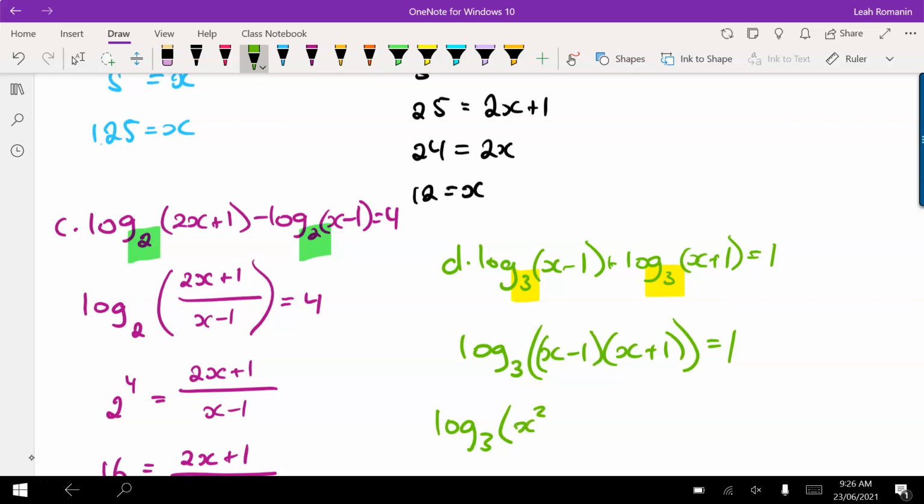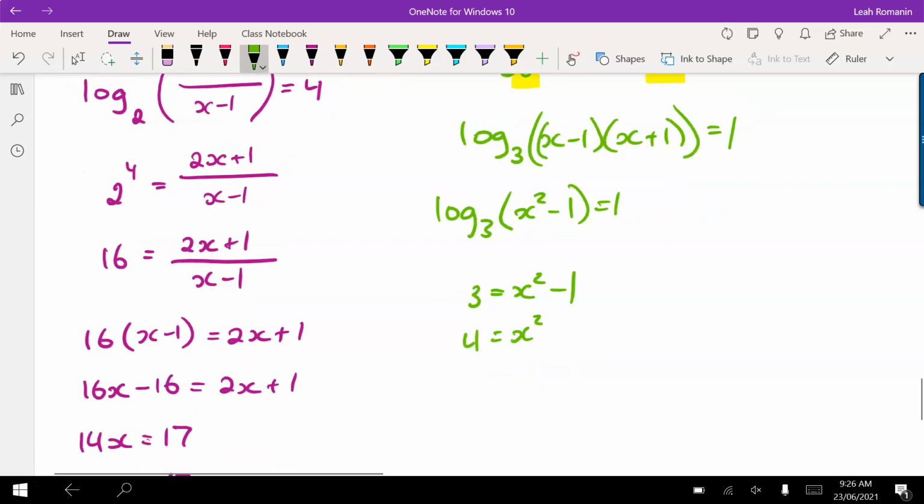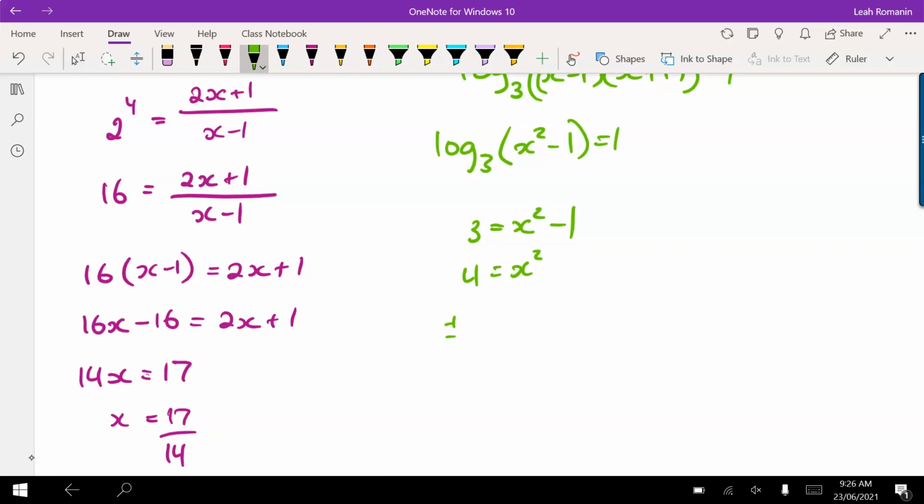So I'm going to have x squared minus 1, because a squared minus b squared is the rule, is equal to 1. Now, same as per usual, I'm going to rearrange. Base stays the same, power is 1, so I'm not going to write the power, is equal to x squared minus 1. I'm going to plus 1 to the other side, which gives me 4 equals x squared. Square rooting both sides, I'm going to get plus or minus 2 is equal to x.